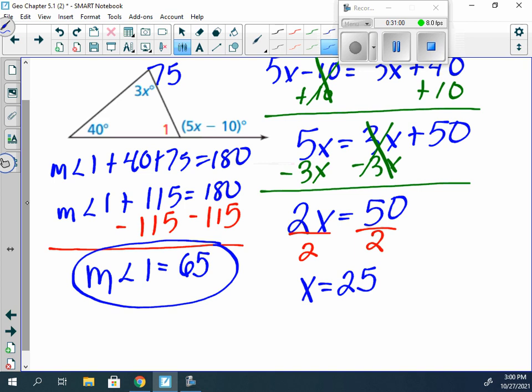We should have just done 80 minus 15. Any other questions on this here? Because we could have gone and found out what this is here, which would be 115, and subtracted it from 180 and got the same answer.